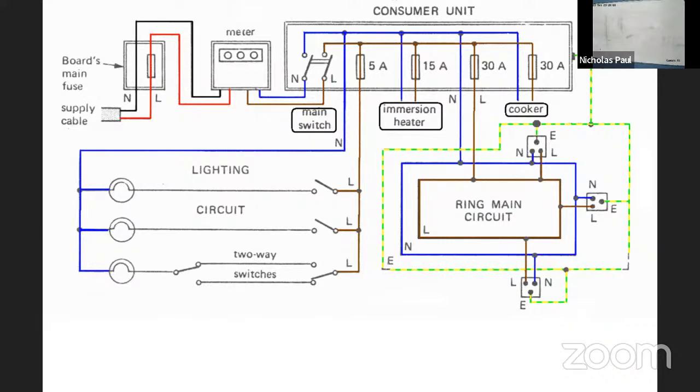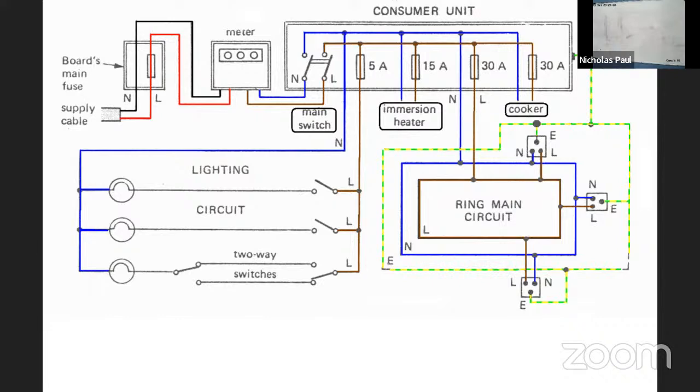Neutral helps complete the circuit, and the earth takes away any excess current or electrons away from the circuit. Okay, good.